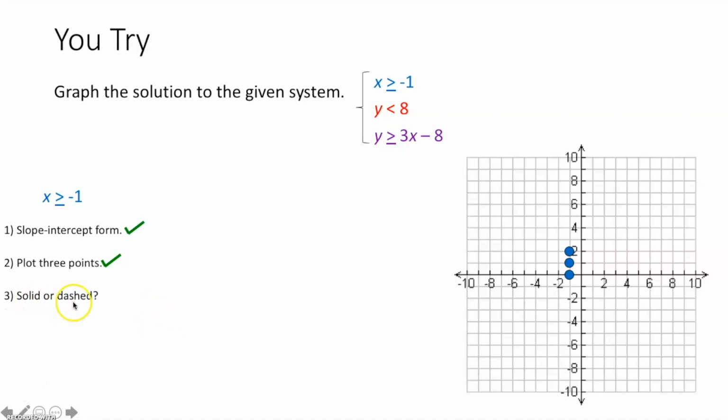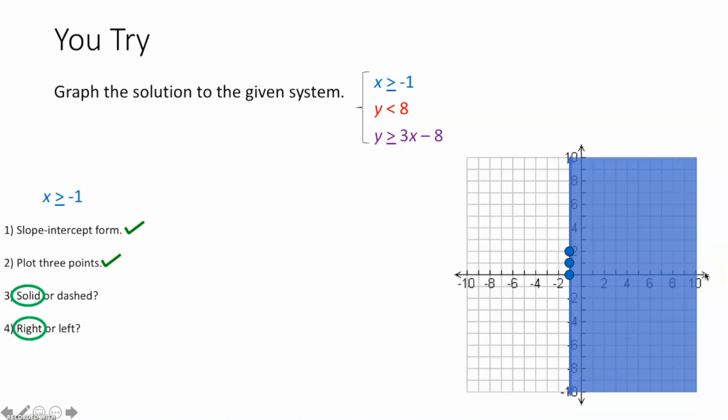Next, is it going to be a solid or dashed line? Since there's an equal sign down here, it's going to be a solid line going through those 3 points. That's why we put closed circles. And then last but not least, do we shade to the right or left? Well, since we want x values greater than or equal to -1, we want all the x values that are greater than -1, which would be to the right of our given line.